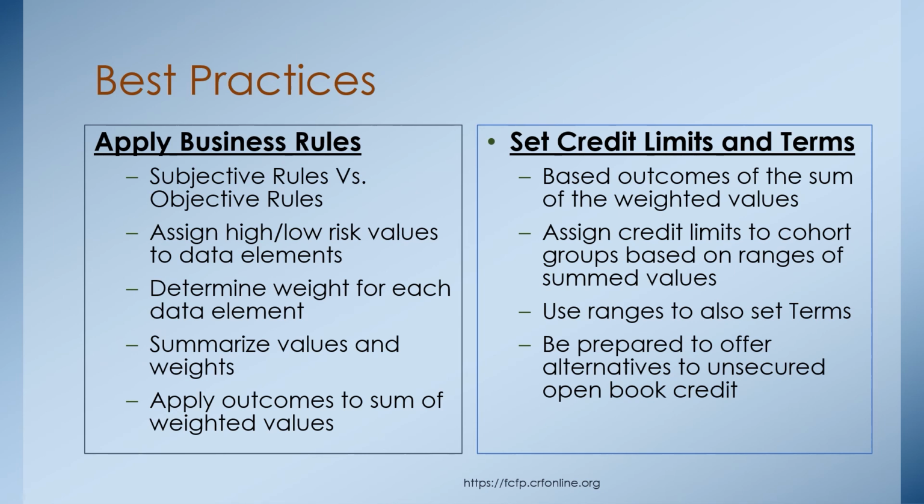And then last but not least, you should be prepared for those that this process, the applying business rule process, defines as unsatisfactory for you to extend open book unsecured credit. You want to be prepared with some alternatives to unsecured open book credit. So of course the alternatives are that you could ask for a financing statement, you could look for guarantees. So those are all alternatives for the customers that you determine are not creditworthy for you to extend unsecured credit.